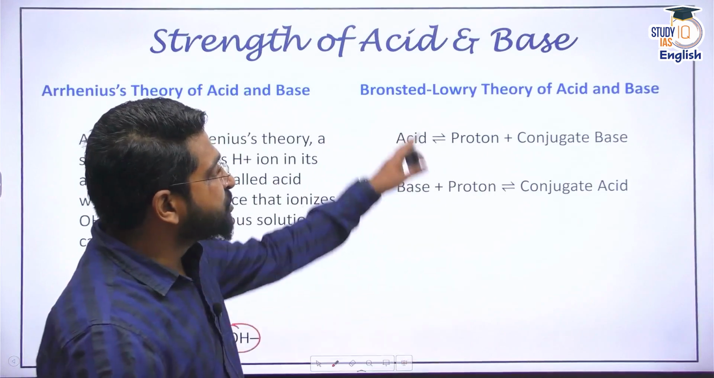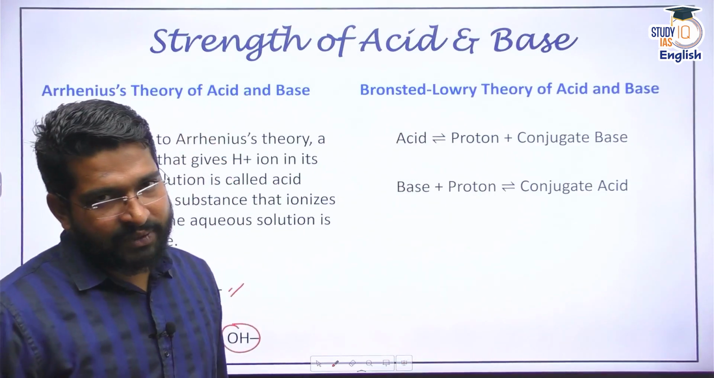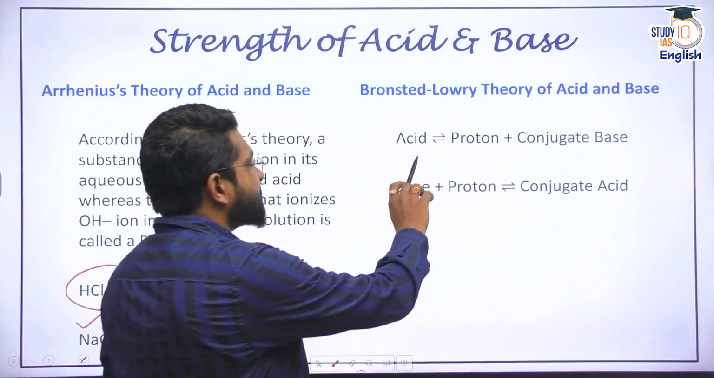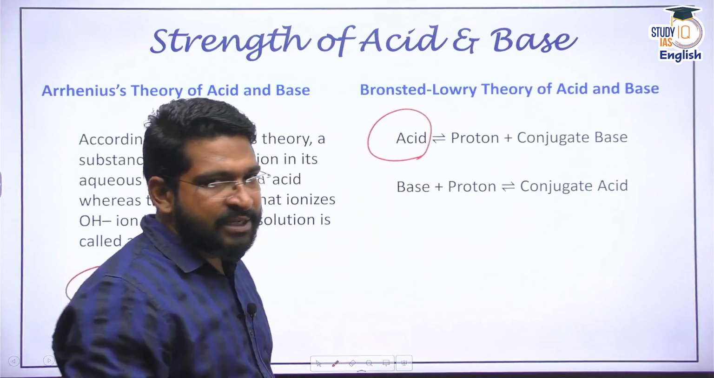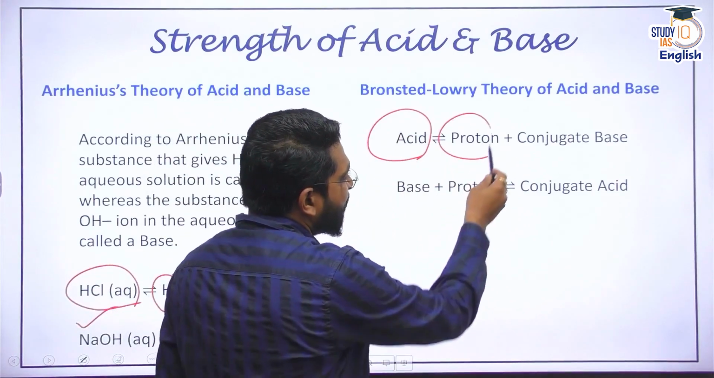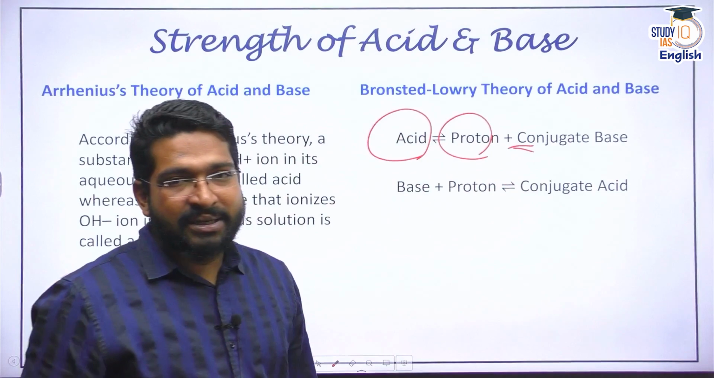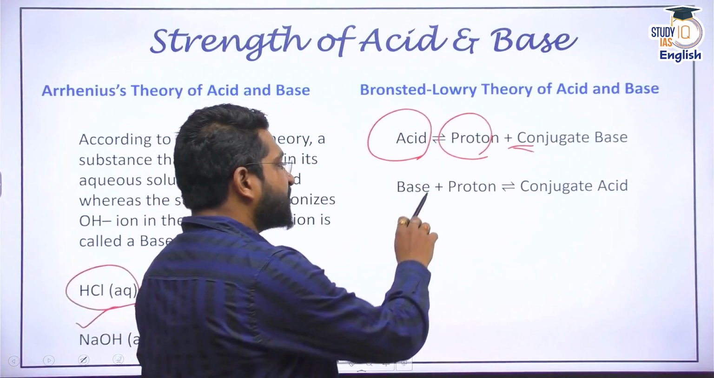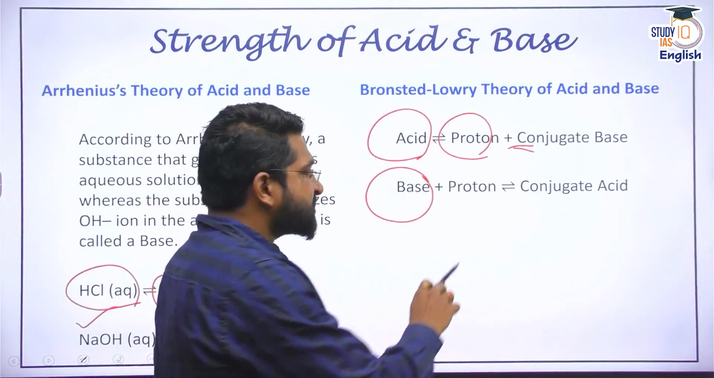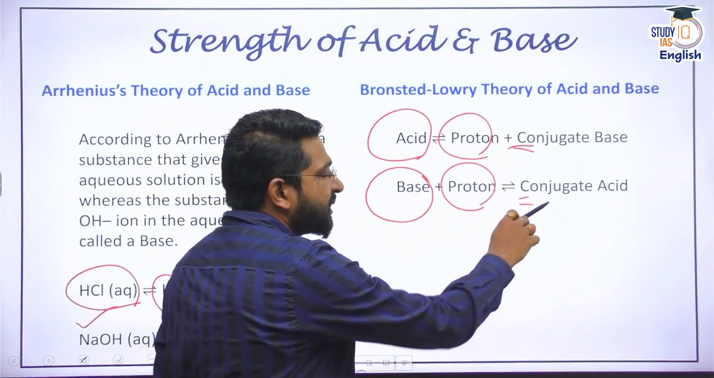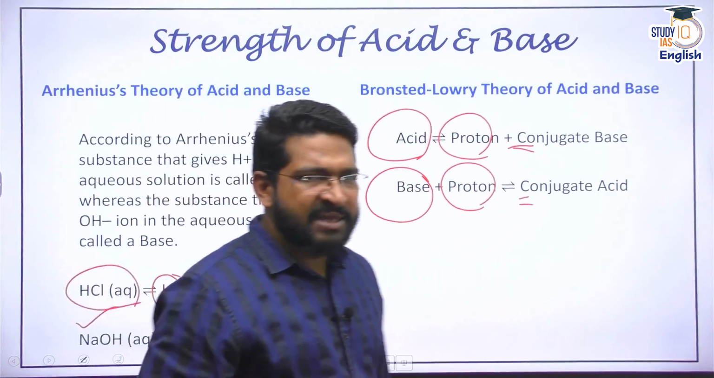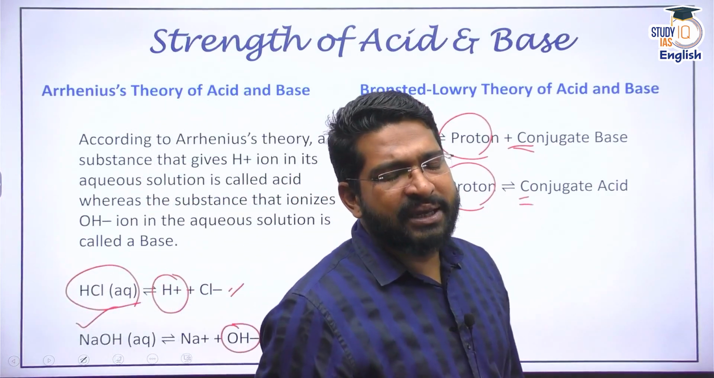Modern theory is the Bronsted-Lowry theory of acid and base. It states that if something is an acid in an aqueous solution, it leads to creation of a proton and its conjugate base. Similarly, in aqueous solution, when you have a base and you add a proton to it, you create a conjugate acid. That's the basic idea of the theories.